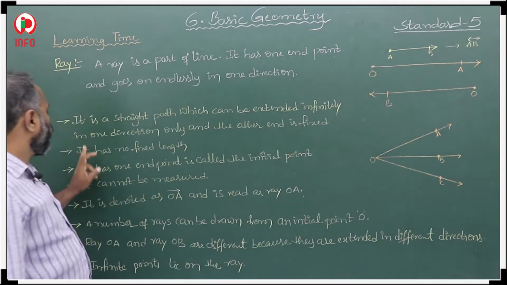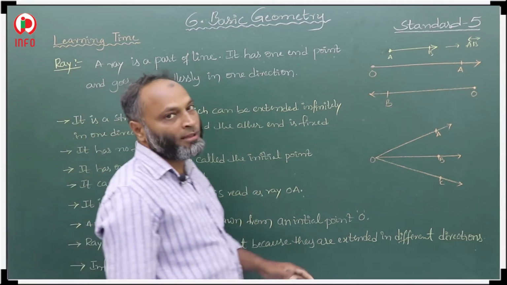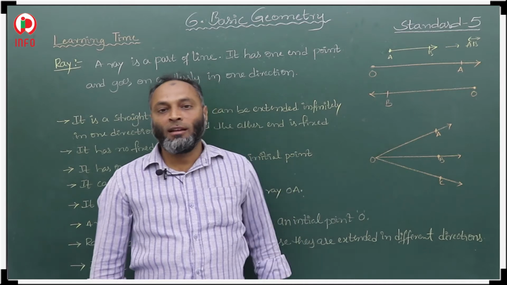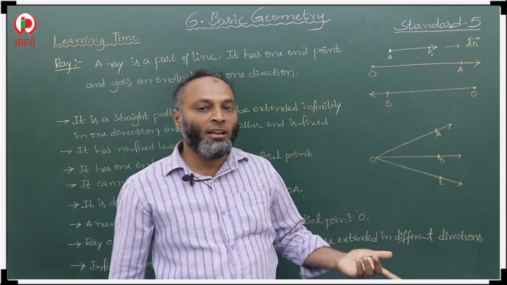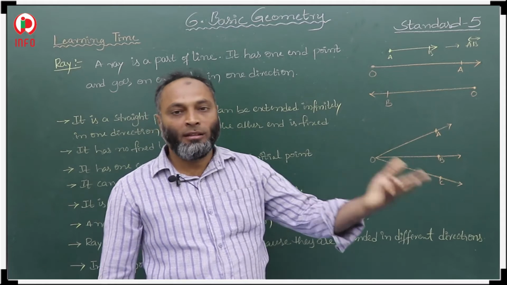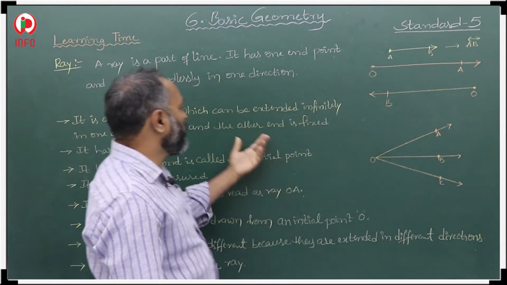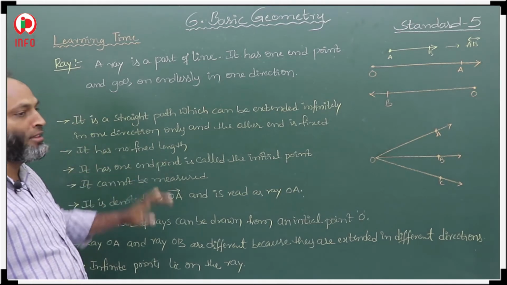Here it has no fixed length. If anybody asks, what is the length of sun rays? We can't say. We cannot calculate the length of sun rays. It is infinite, maybe 1000 kilometers, 10,000, 100,000, whatever it is. So it is endless, with no fixed length.